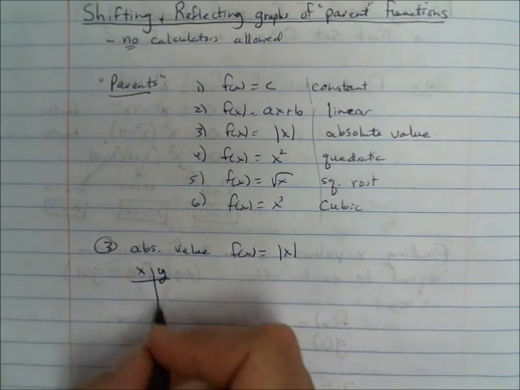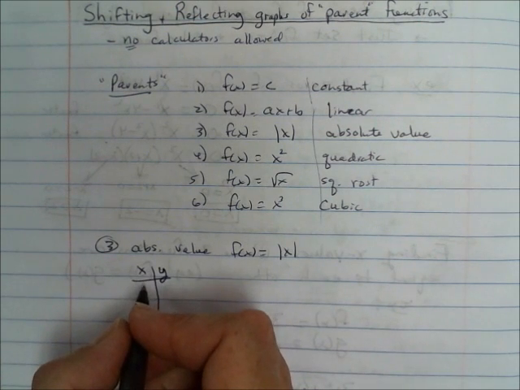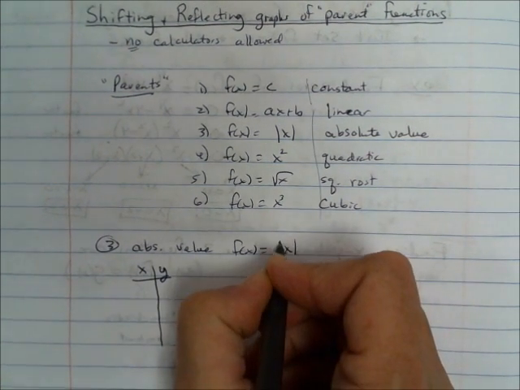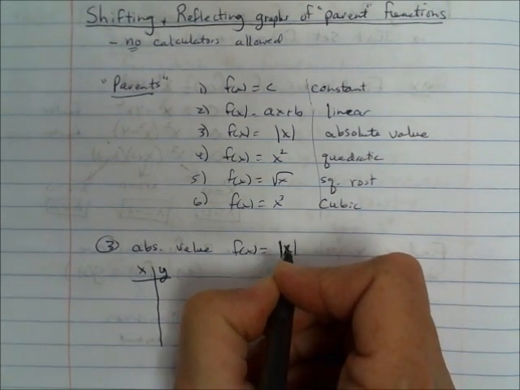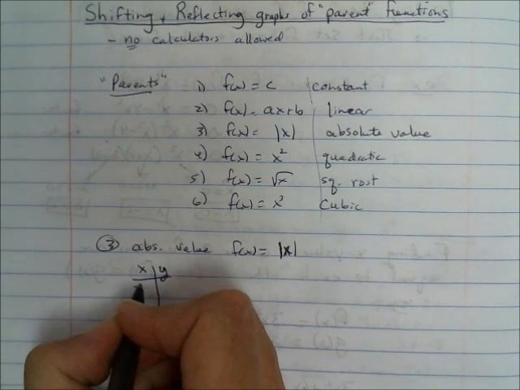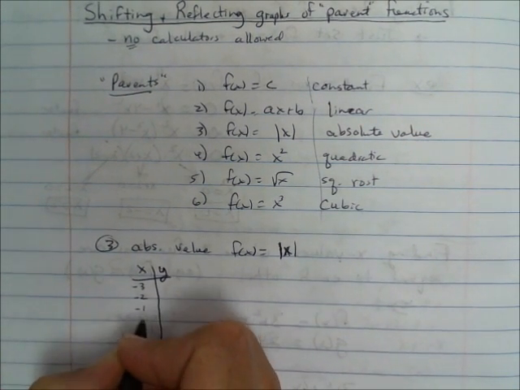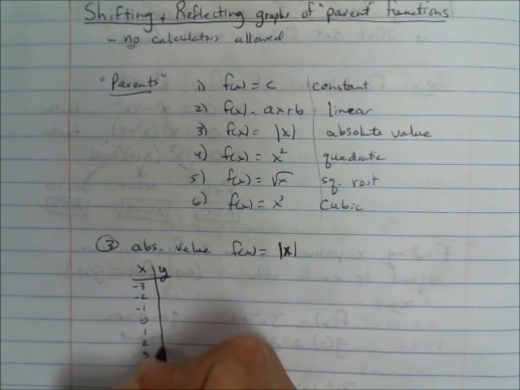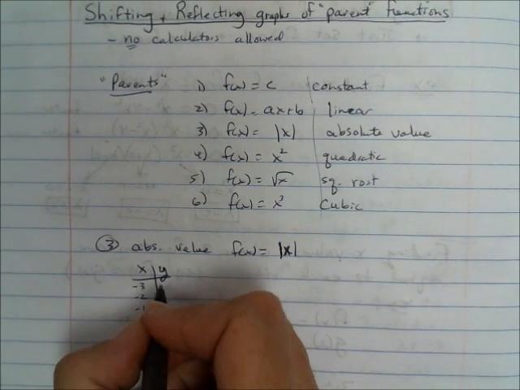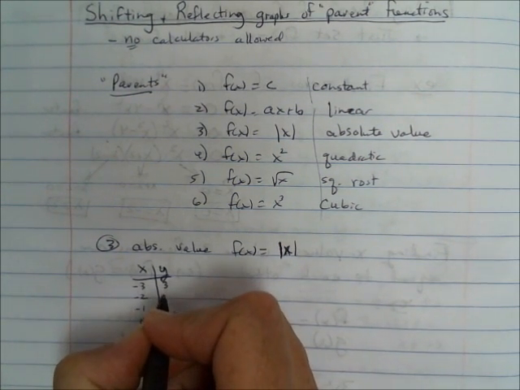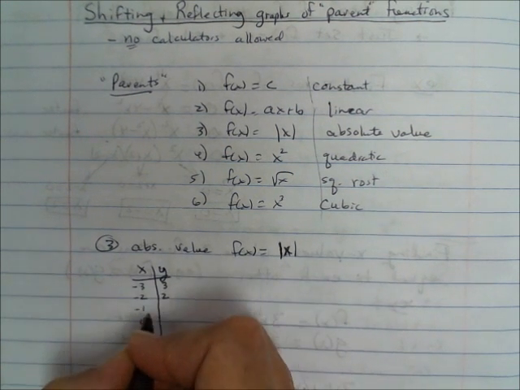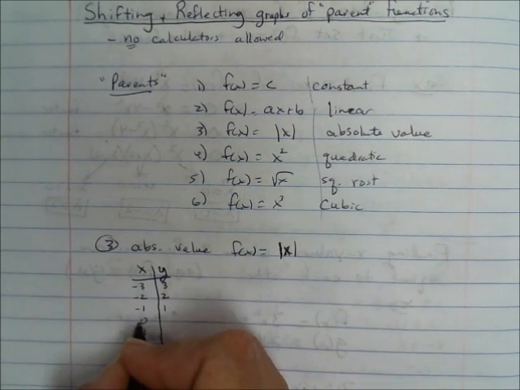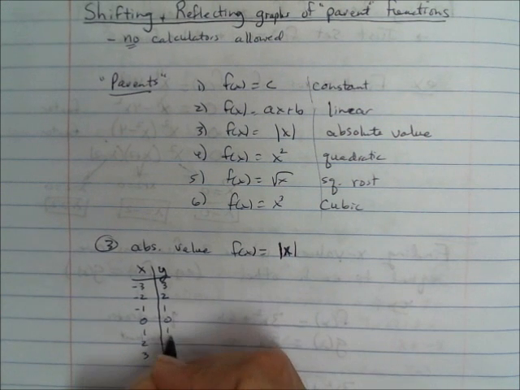But what we're going to have to know is the table of values, the xy table for these parent functions. And for the x values, the domain of this is all real numbers, so you can put anything in here you want. But let's start out with the integers -3, -2, -1, 0, 1, 2, and 3. And then the absolute value of -3 is 3, absolute value of -2 is 2, the absolute value of -1 is 1, and the absolute value of 0 is 0, and 1, 2, 3.